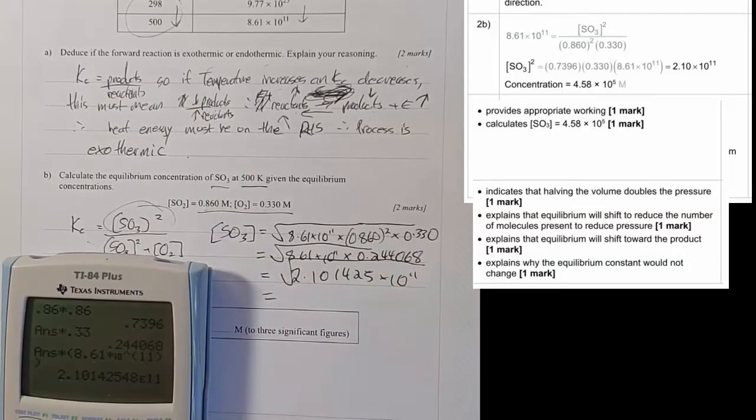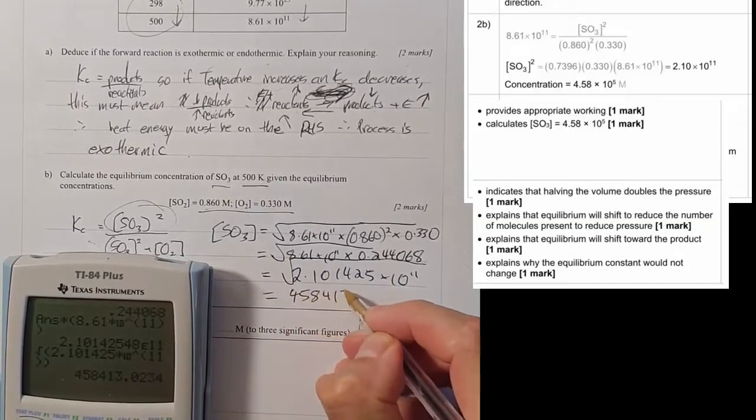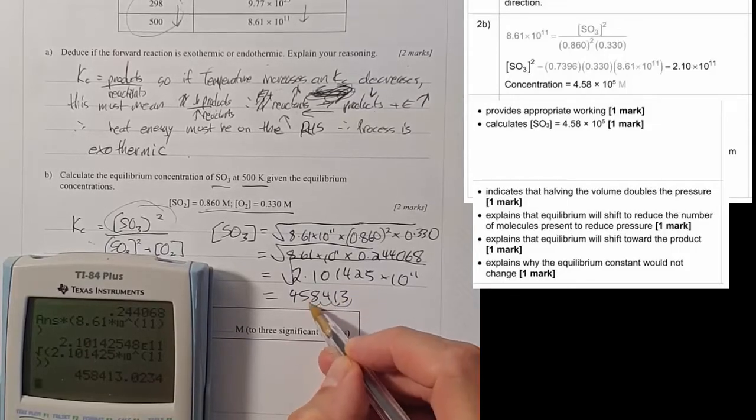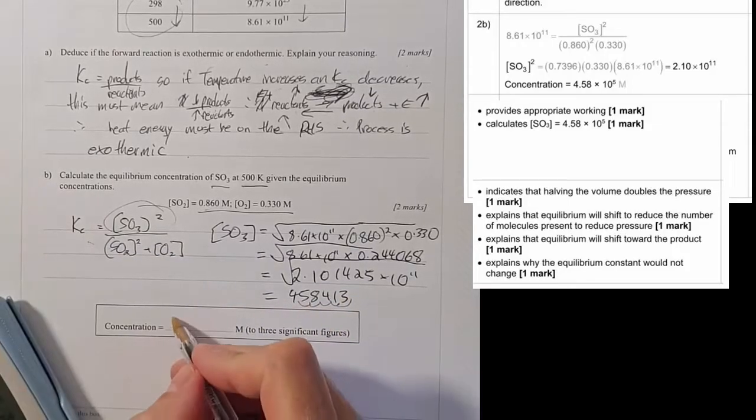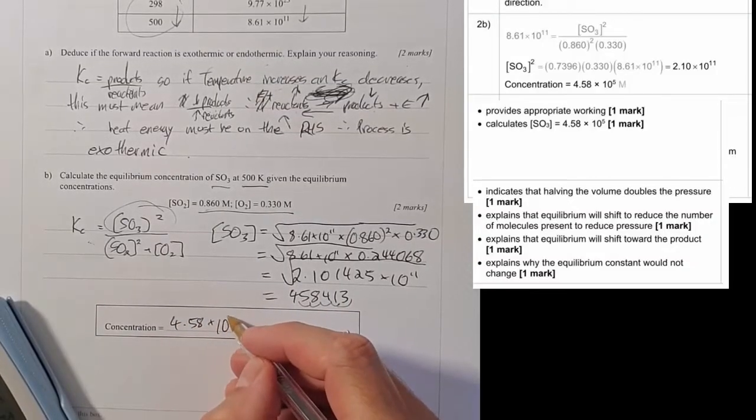Can we do a square root of that? I don't know. No, we can't. 2.101425 should be enough. Times 10 to the 11. All right, so we've got 4, 5, 8, 4, 1, 3. So it's 1, 2, 3, 4, 5. 4.58 by 10 to the 5.